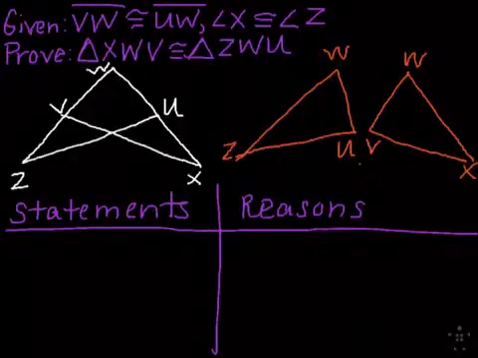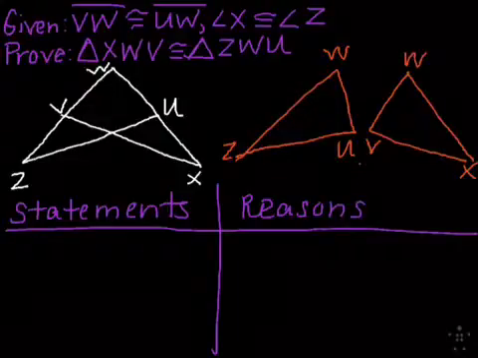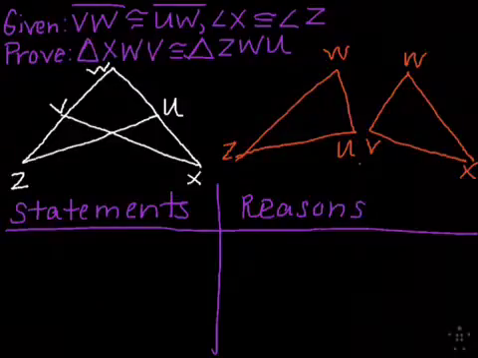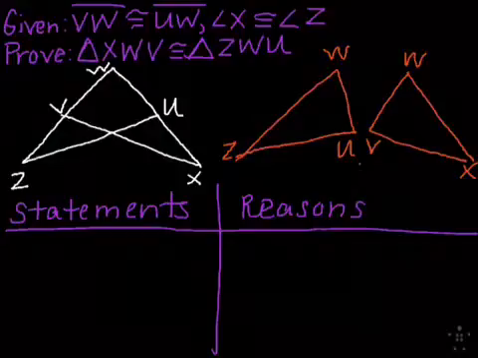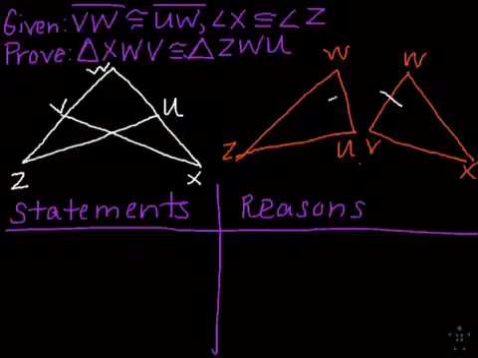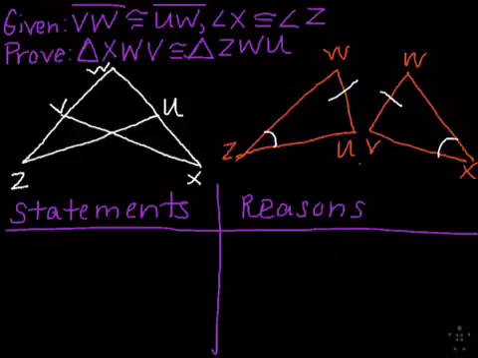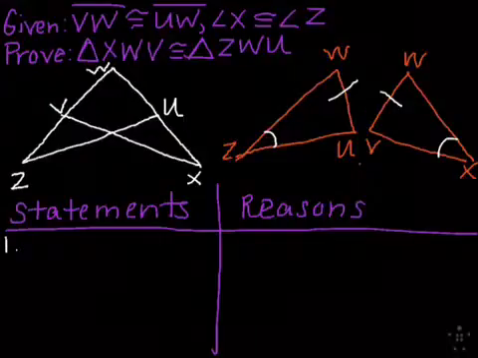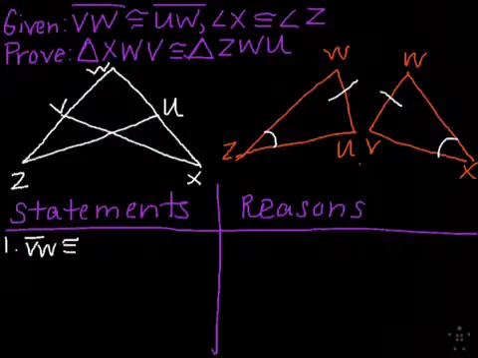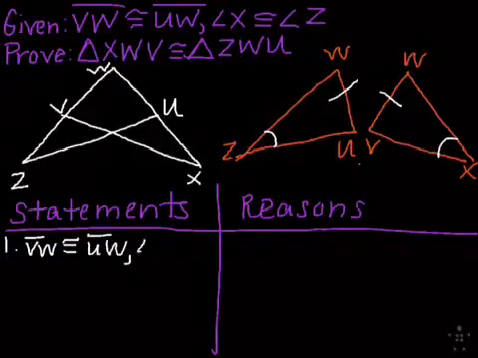Here, our next picture, I know that VW is congruent to UW, and angle X is congruent to angle Z. What I did over on the side is kind of break apart the triangle so you can see the congruent pieces. So I know that VW and UW are congruent, and I know angle X and angle Z are congruent. Alright, so the first thing I'm going to do is write down my statements that were given. Line segment VW is congruent to line segment UW, and angle X is congruent to angle Z. That's given.